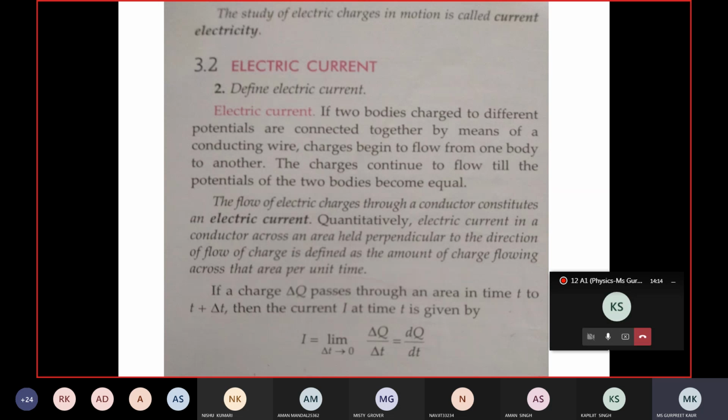Another definition you can take: electric current in a conductor across an area held perpendicular to the direction of flow of charge is defined as the amount of charge flowing across that area per unit time. हाँ जी, which area are you going to take?